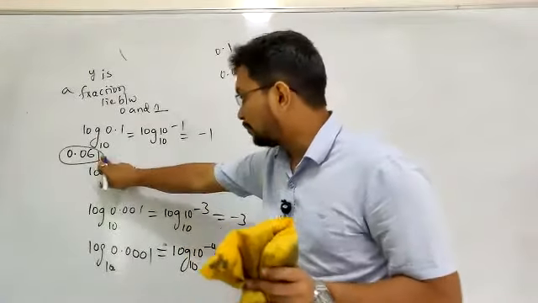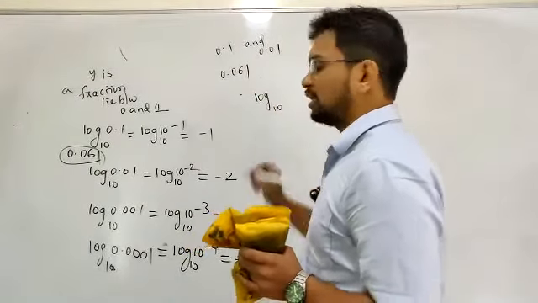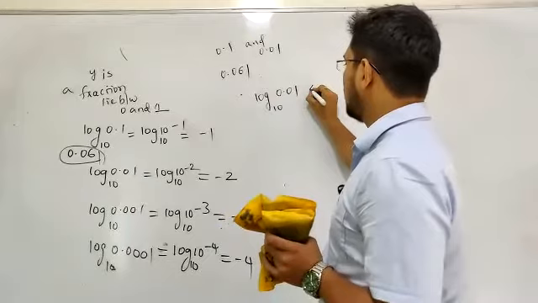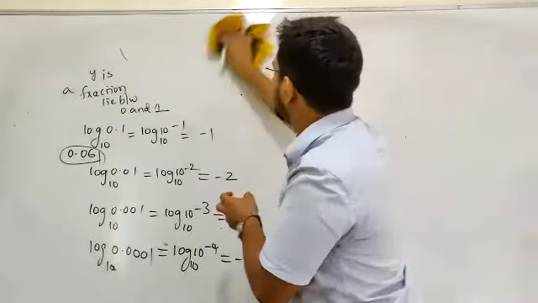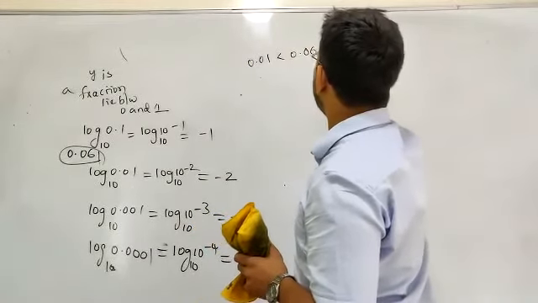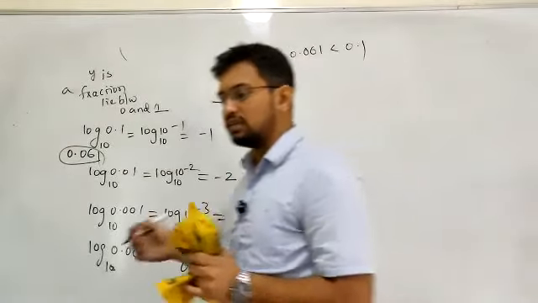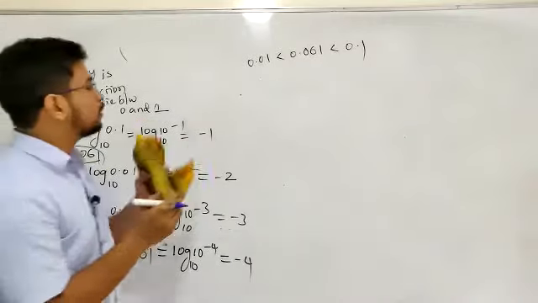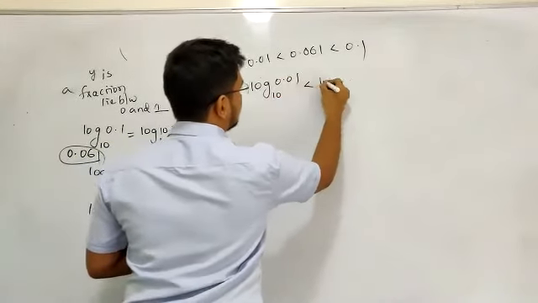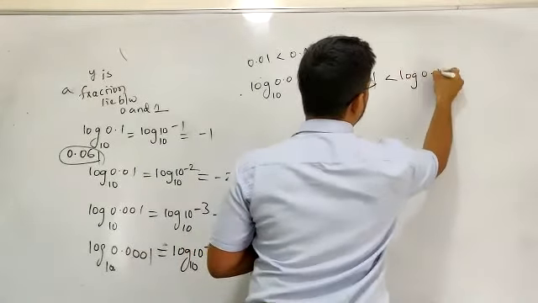Now, whenever this number is lying between these two values, you will be getting some number like this: 0.01 is less than 0.061 is less than 0.1. What I'll do is apply log base 10 throughout this inequality. So you'll be getting log of 0.01 to the base 10 is less than log of 0.061 to the base 10 is less than log of 0.1 to the base 10.